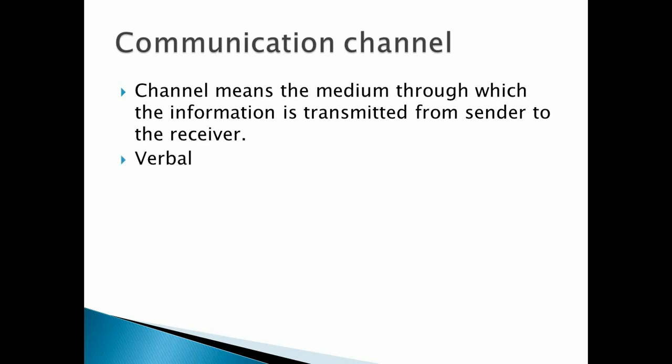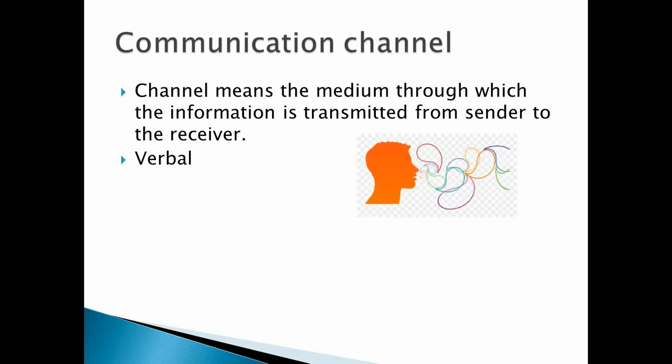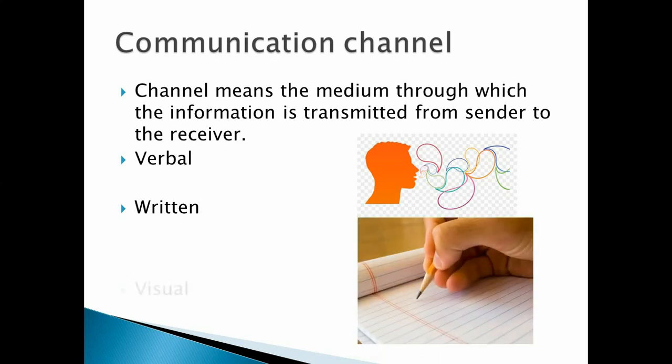So first is verbal, like speaking, including face to face, telephone or video conferences. Next will be written, which includes letters, emails, memos and reports. That will be written communication. And at last it will be visual communication, like signals and gestures using sign languages. Or if you are watching this video, then this is a visual channel of communication.